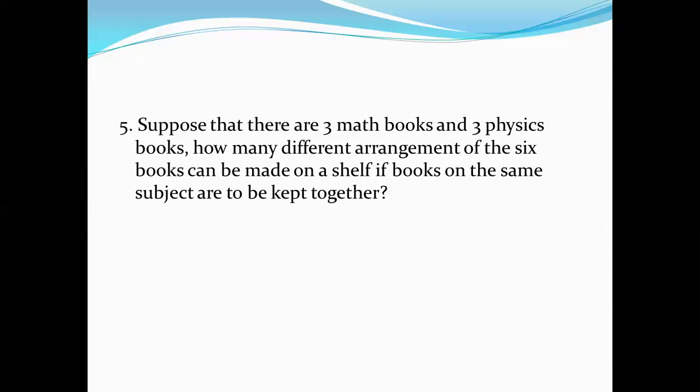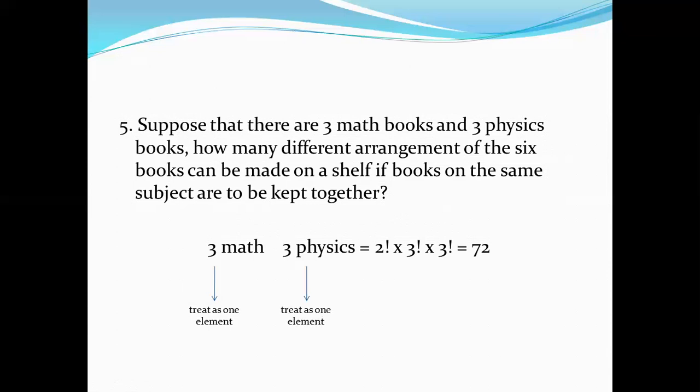For this particular problem, if there are items to be kept together, you treat that as one element. So yung 3 math, you treat that as one element. Yung 3 physics, you treat that as one element. Okay, so how many elements do we have all in all? You have 2. In how many ways will you arrange the 2 elements? We have this 2 factorial.